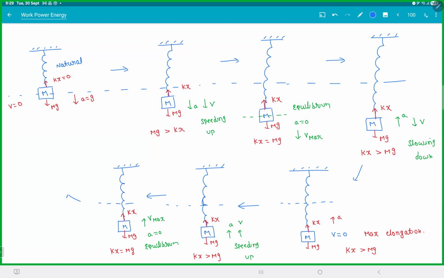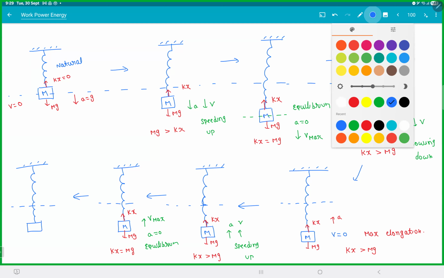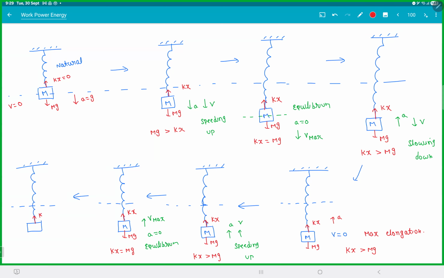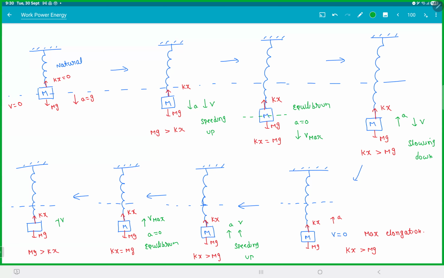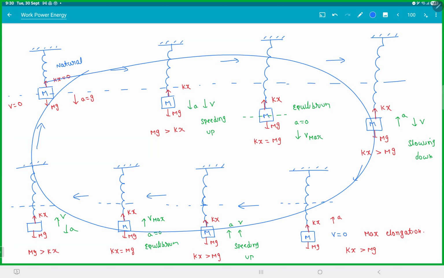Then this is kx, this is mg. Now mg has become greater than kx again. Now the block starts slowing down. Your velocity is still up, but your acceleration is down. You'll slow down. Then again, the block will come back to the natural length. And this cycle will just keep going forever.